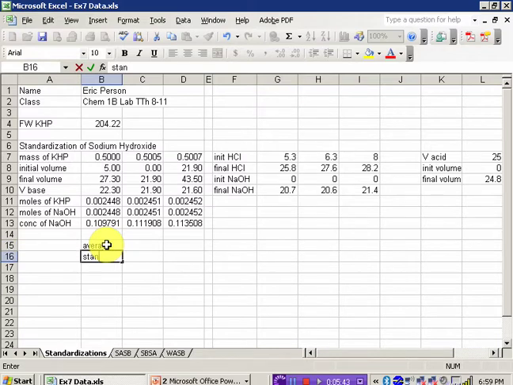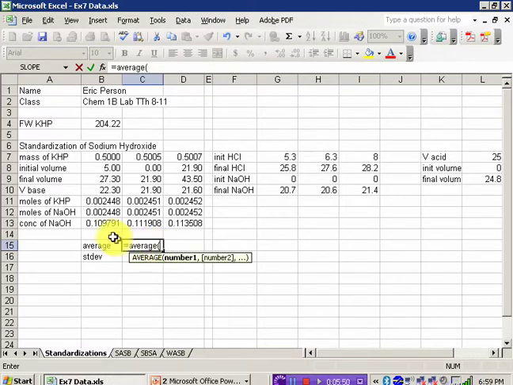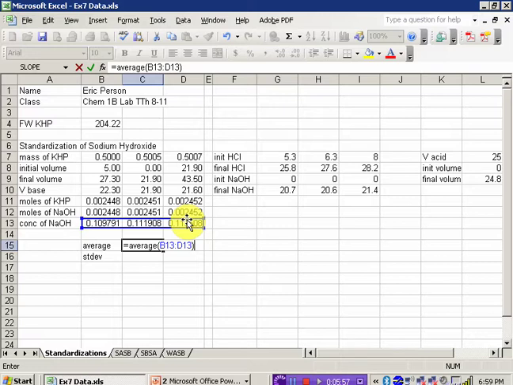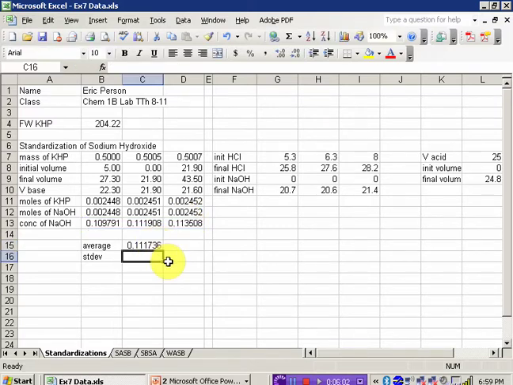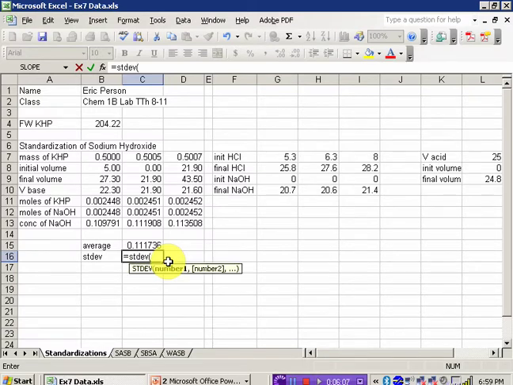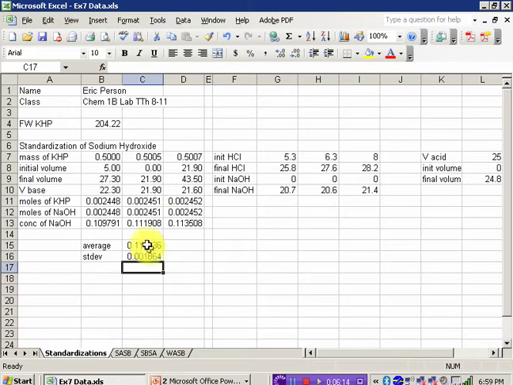I'm then going to calculate an average and a standard deviation of those three values. Remember that the average function is a convenient way to do that. It calculates the arithmetic mean: equals AVERAGE, open parentheses, drag over the cells that you want to include in that average, and hit return. Standard deviation, if you remember, was STDEV: equals STDEV, open parentheses, the cells you want to take the standard deviation of, and enter.